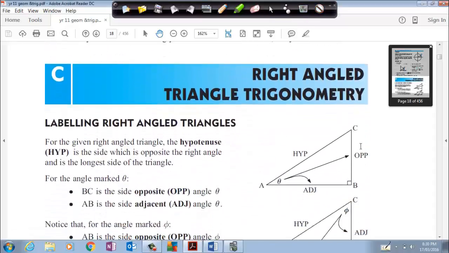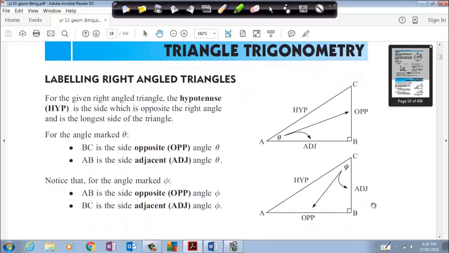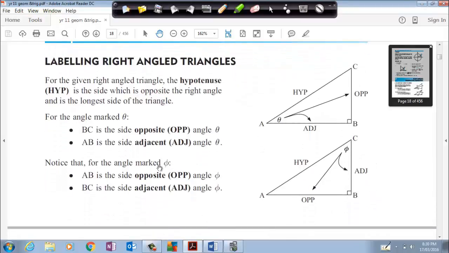Right, now we go on to right-angled triangles. This is revision from last year. It's defining what an opposite and adjacent is. Notice the opposite is opposite the angle. Adjacent means next to the angle.